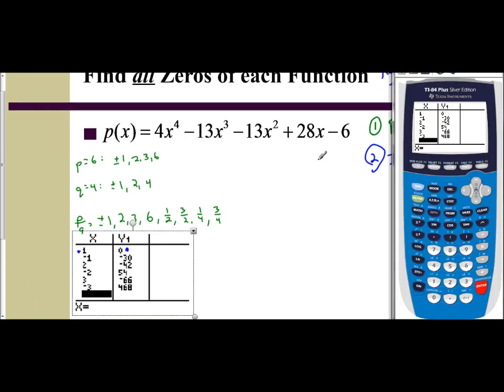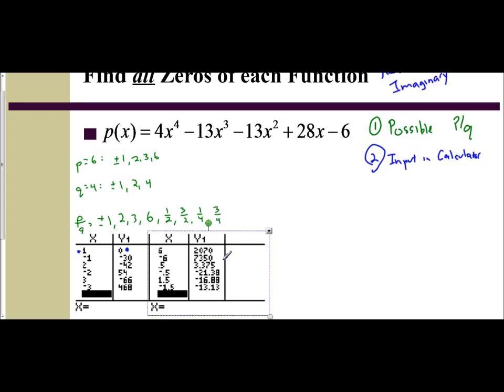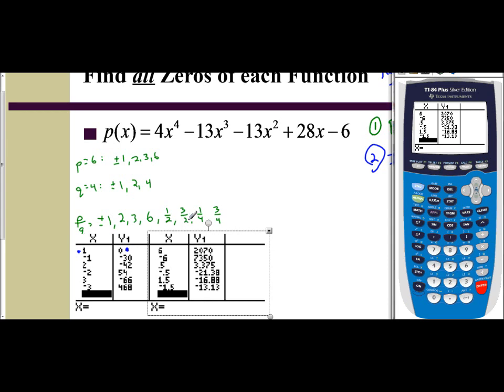And so now let's input the rest. So we stopped at -3, and now I'm going to go back up. I'll just write over the other ones. I have 6 and -6. I have 1/2 and -1/2. I have 3/2 and -3/2. And I'll just stop there. If I take a look, none of those show a y value of 0, so none of those are my zeros. So now I'm on 1/4.